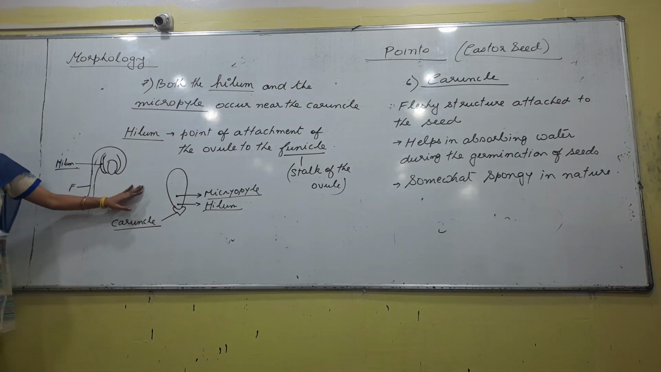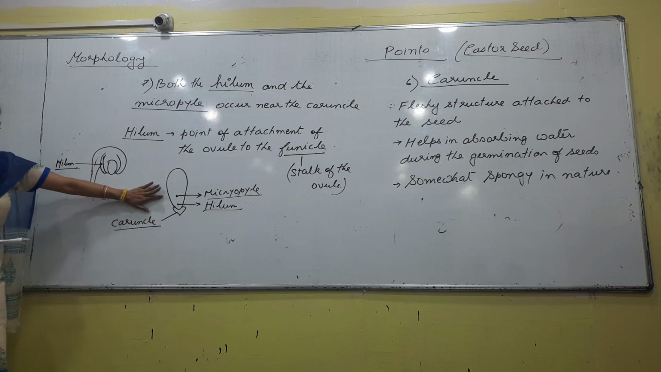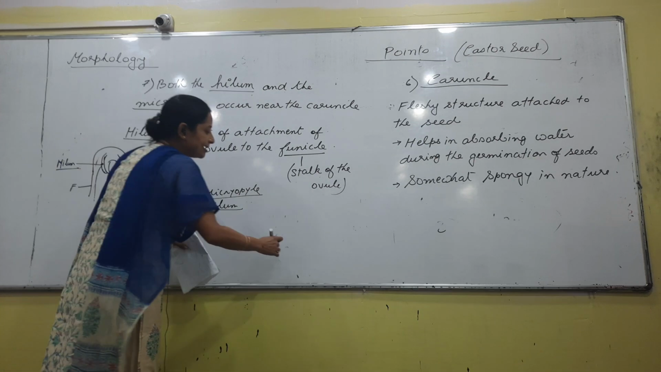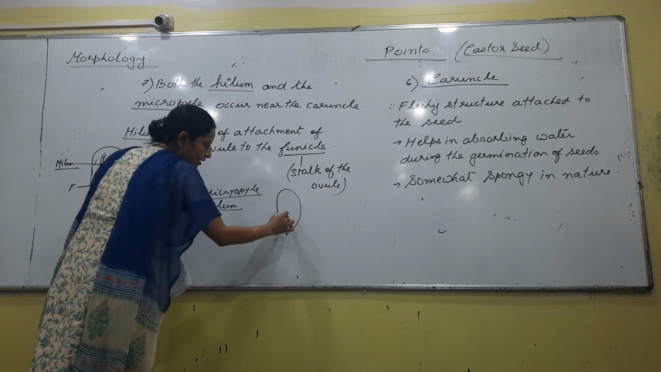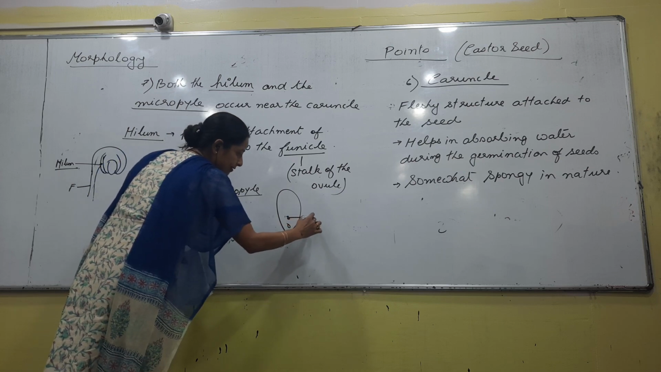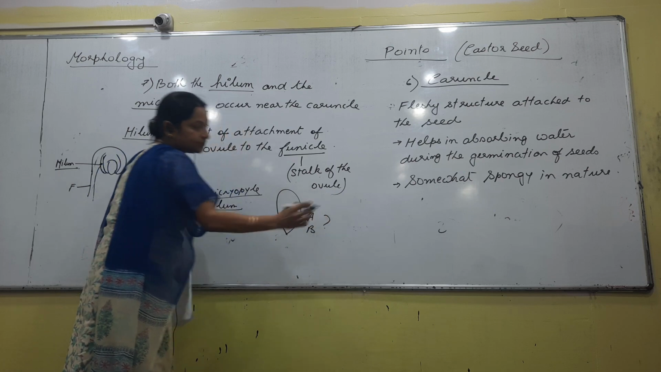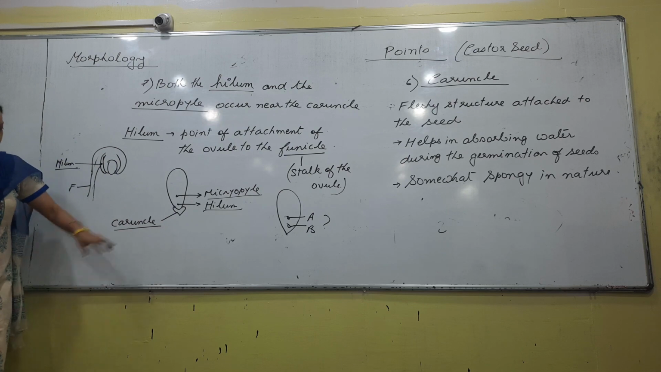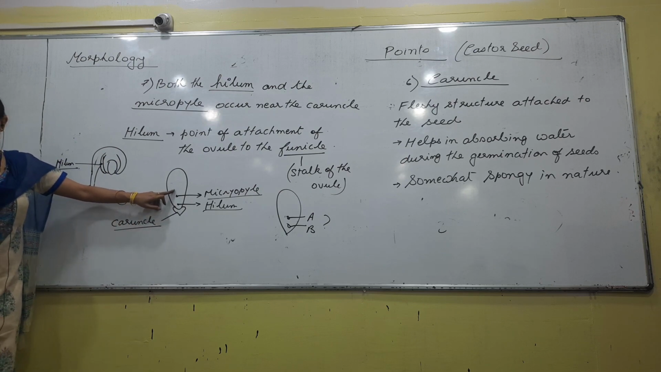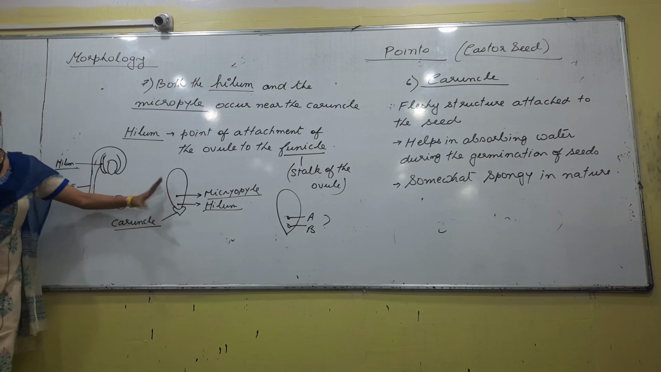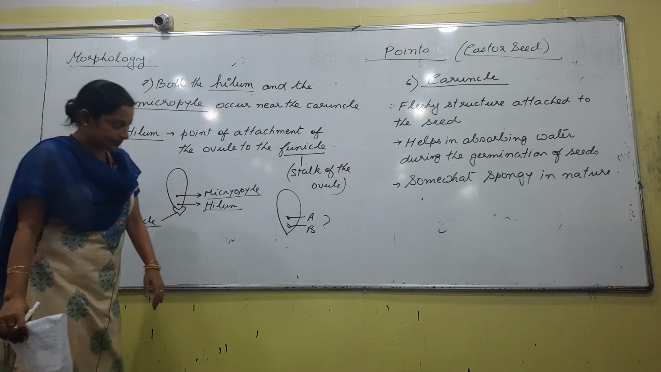Now, what is the question that is asked? The question from the diagram that is asked is, they will give the diagram and two dots. So, you need to remember hilum is at the bottom, micropyle is at the top, right? That is the diagram, nothing else.